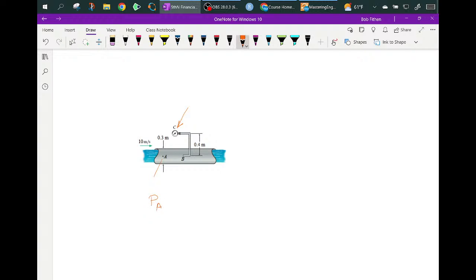PA, we'll do it like a mechanical. PA plus rho, well, usually gamma Z is listed first. But, you know, it really doesn't matter. Rho VA squared over 2 is equal to P2 plus gamma Z2 to B plus rho VB squared over 2.